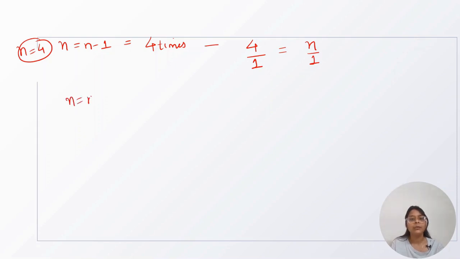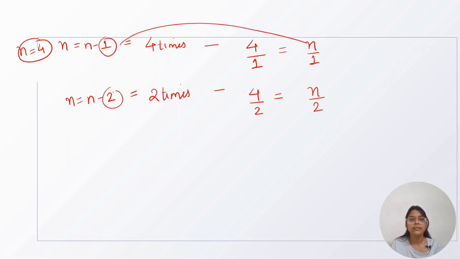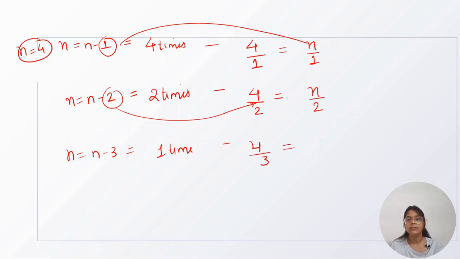For n equals n minus 2, let's see. It is executing 2 times, as I told you. I can write it as 4 upon 2, which is 2 times. And can I write it as n upon 2? Fine. I am relating this value, just see. Now, for n equals n minus 3, you can write it as 1 time. And you can even say it as 4 upon 3, which is something like 1 point something.